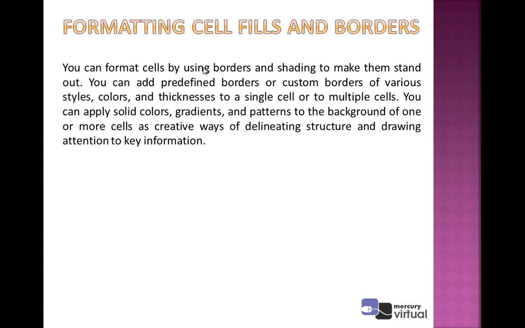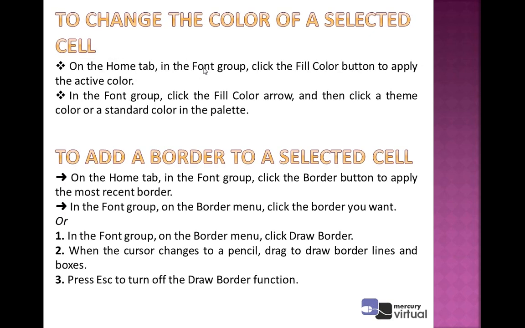You can apply solid colors, gradients and patterns to the background of one or more cells as creative ways of delineating structure and drawing attention to key information. Means you can simply use the border for giving the information that is available for the cell for formatting purposes. Now let's see how to change the color of a selected cell.